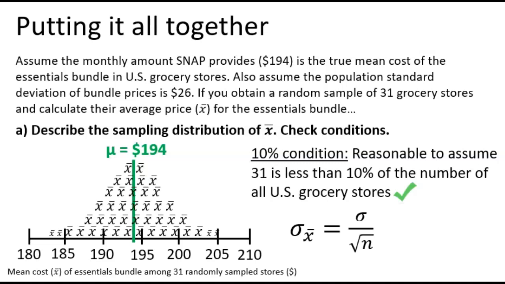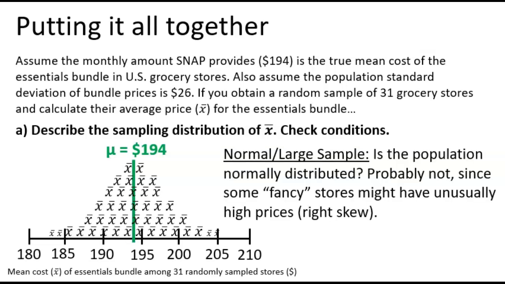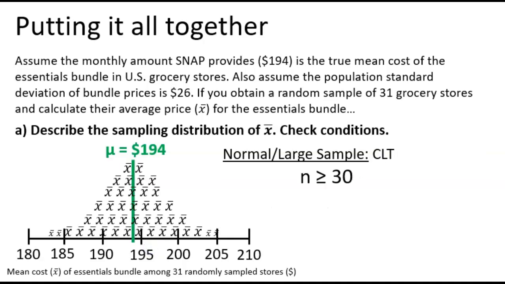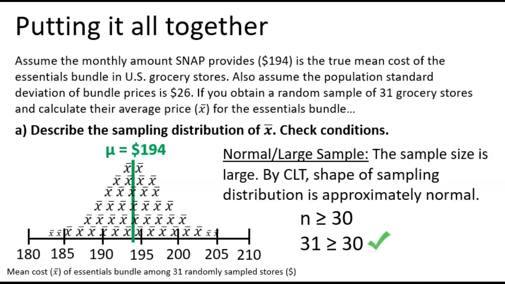And then we'd need to know also that it's a large enough sample. And again, we would assume here that probably stores are not going to be normally distributed when it comes to price. We're going to have a few stores that are really expensive, and we're going to see that because of the central limit theorem, since n is greater than 30, the shape of this is approximately normal.